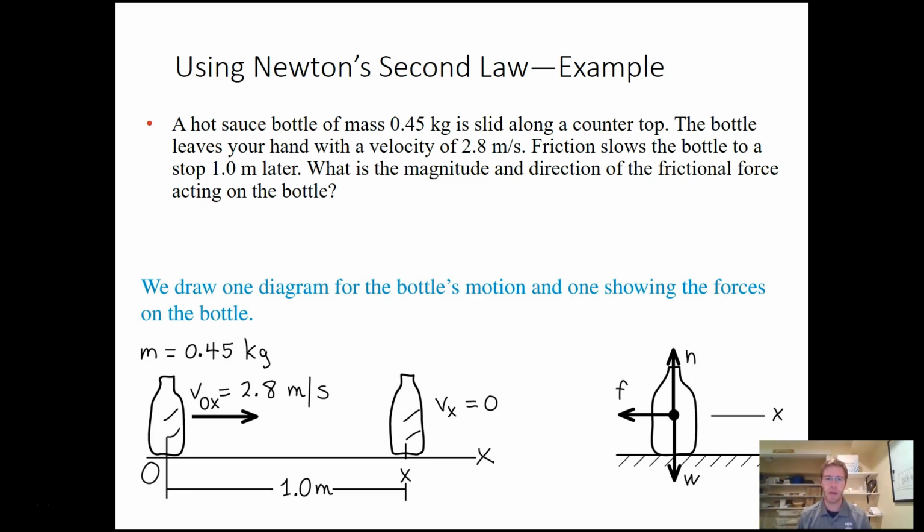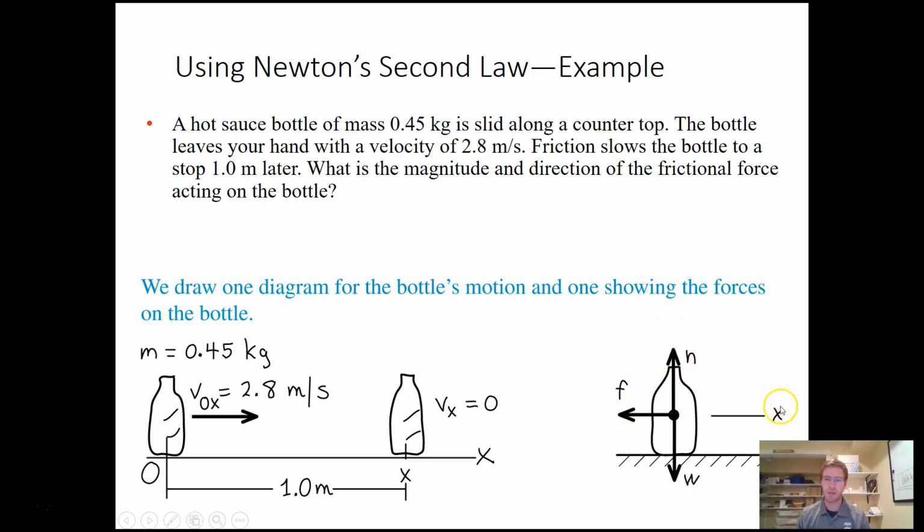Well, we know net force equals mass times acceleration, right? So if we look at our free body diagram for our bottle of hot sauce, as it's sliding, it has a friction force, it has the normal force, and it has the weight force. In the y direction, it's actually in equilibrium. It's not accelerating up or down. It's not flying off the table or crashing through the table.